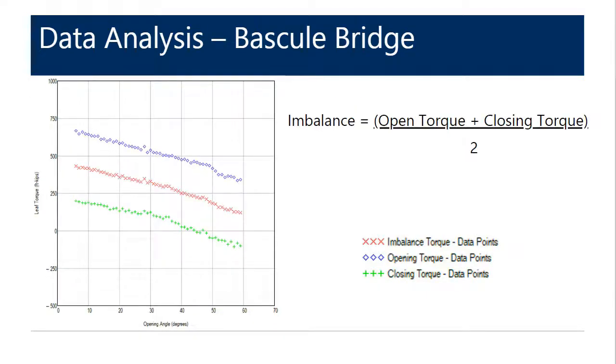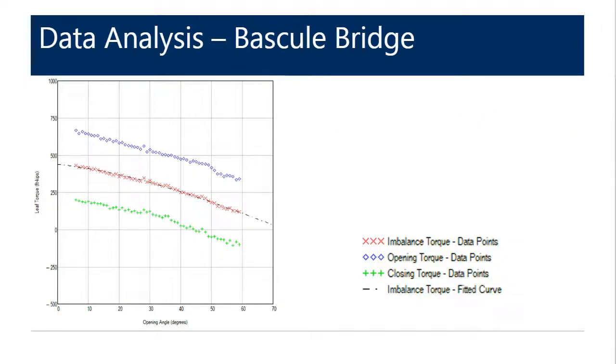Now the imbalance data is calculated at each distinct opening angle using the fundamental equation shown here, and those imbalance data points follow the trend of the opening and closing torque data, as you can see. To determine the actual span imbalance, the black dashed line is fit through the calculated imbalance data points. The line that is fit through the data is based on the fundamental behavior of a rotating mass about a single point. This fundamental behavior of a rotating mass will be further explained in the next section.